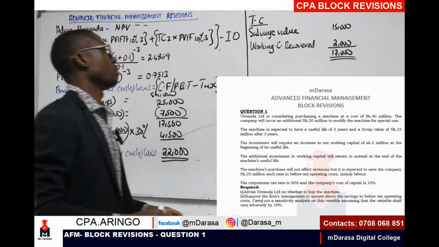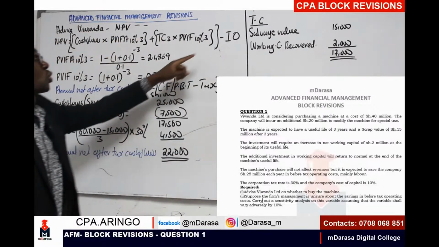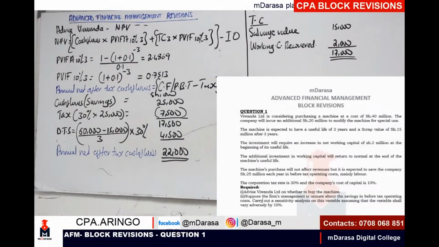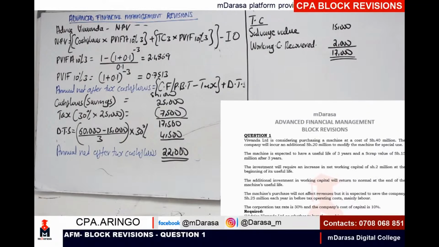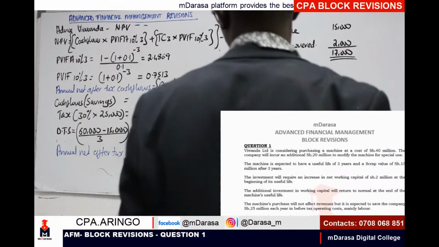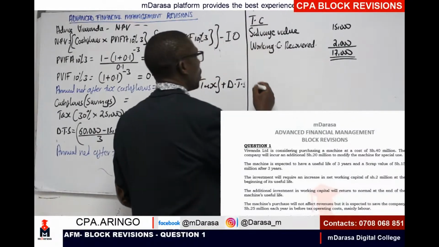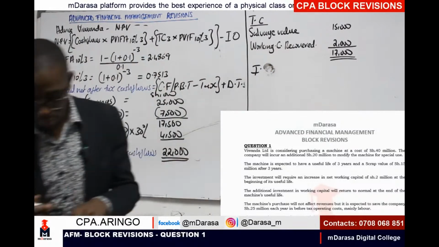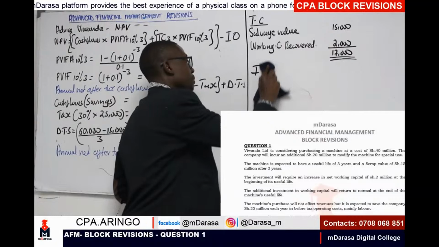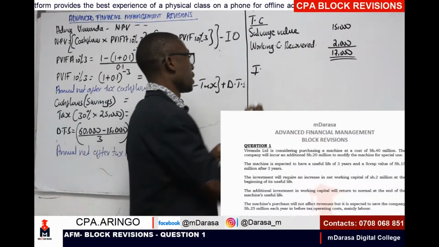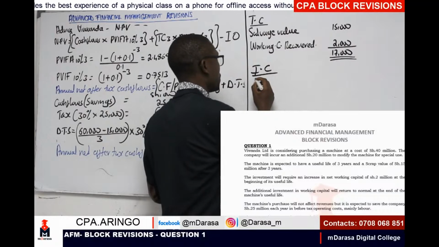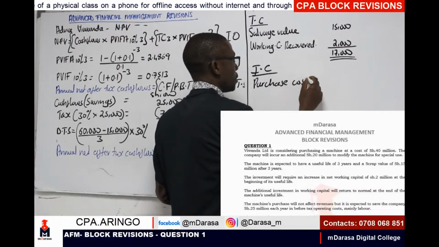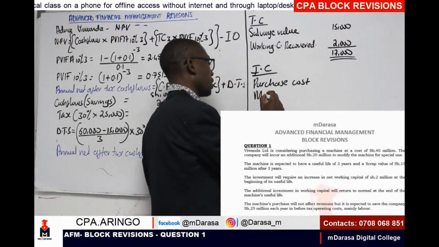Our initial cost, the final value now. What will be our initial cost? The initial cost will be easy. Sorry, let me erase that. Initial cost here will be very easy. And why is Mwalimu saying that this is easy? Because see, I'm having our purchase cost. We are having our modification costs.